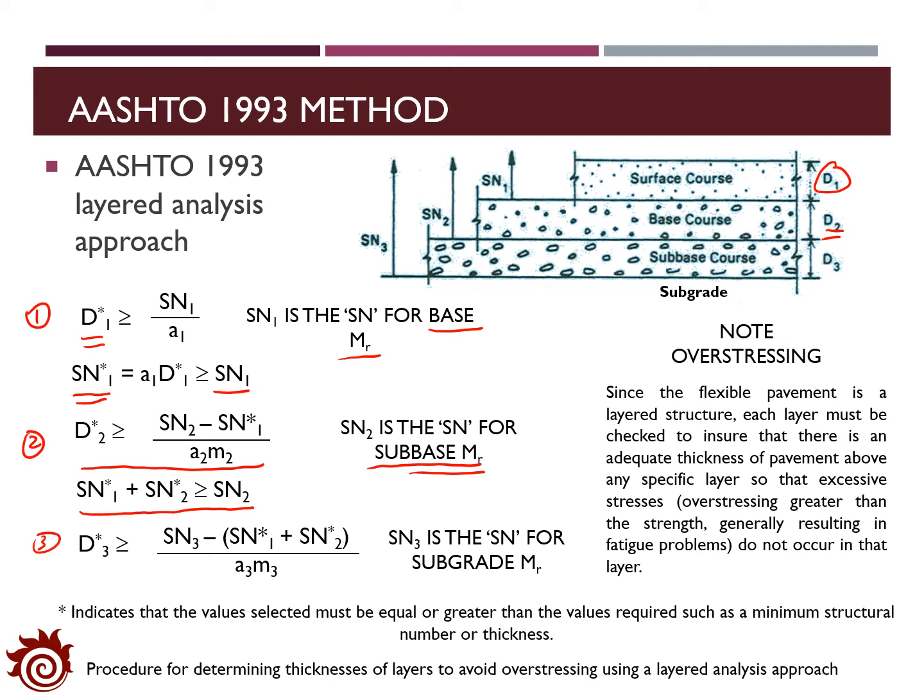Finally, we can go to estimate the thickness of the subbase course D3. And D3 should satisfy the condition D3 star higher than SN3 minus SN1 star plus SN2 star divided by A3 times M3. In this formula, SN3 is a structural number estimated based on the subgrade resilient modulus. And here, these three steps will be the way for us to find out the thickness for each pavement layer.